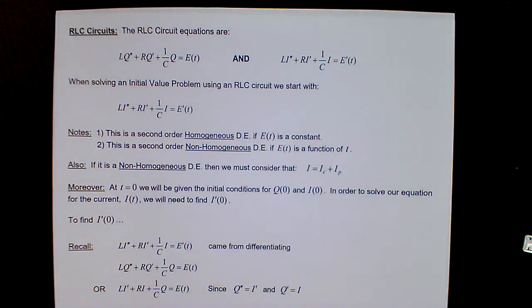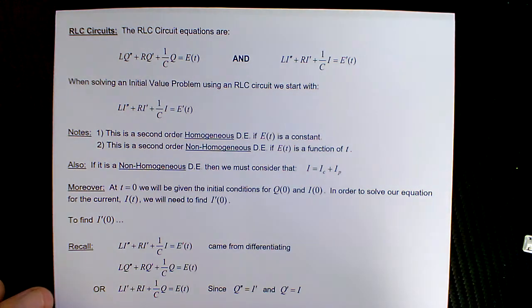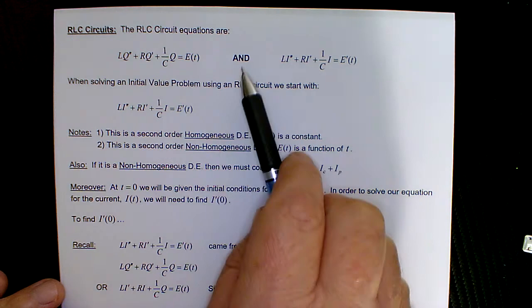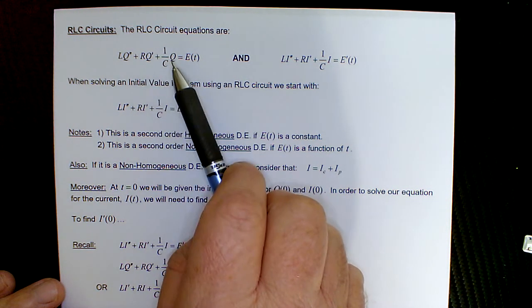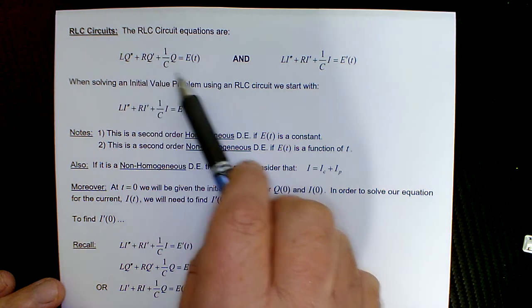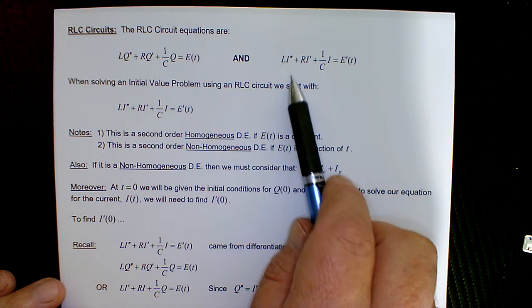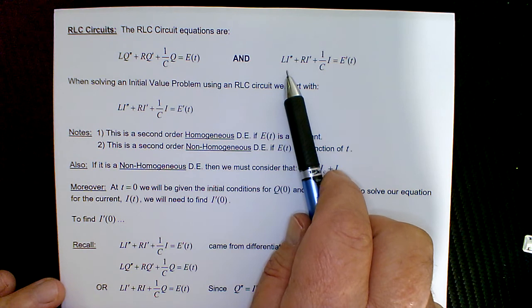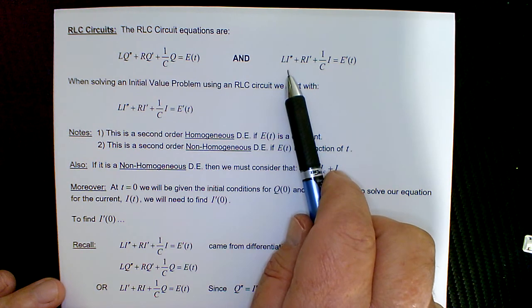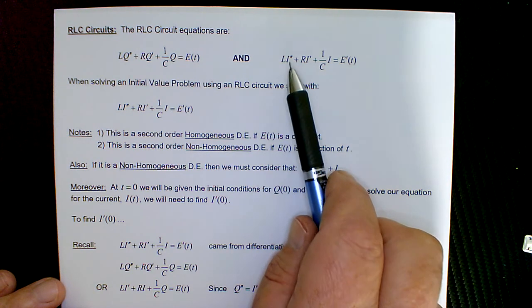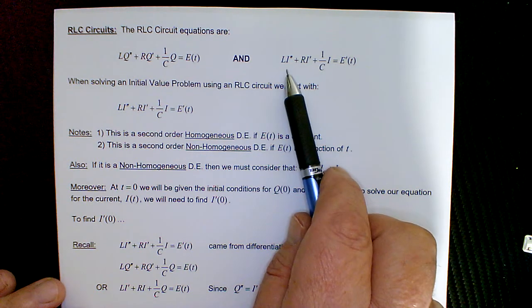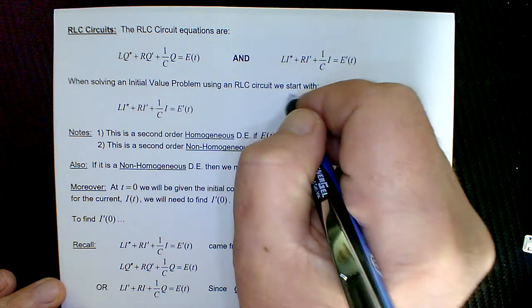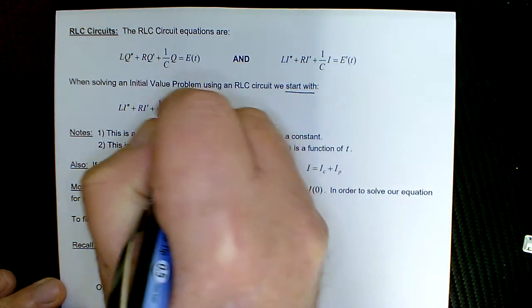Hello everyone, this is part 3 of RC and RLC circuits. We left off the last video talking about this page of notes which explains how to deal with the RLC circuit. Here's our two main equations, and we're always going to start with, as opposed to the RC circuit where we found the charge, for the RLC circuit, we're first going to want to find the current. So we're always going to start with this equation.